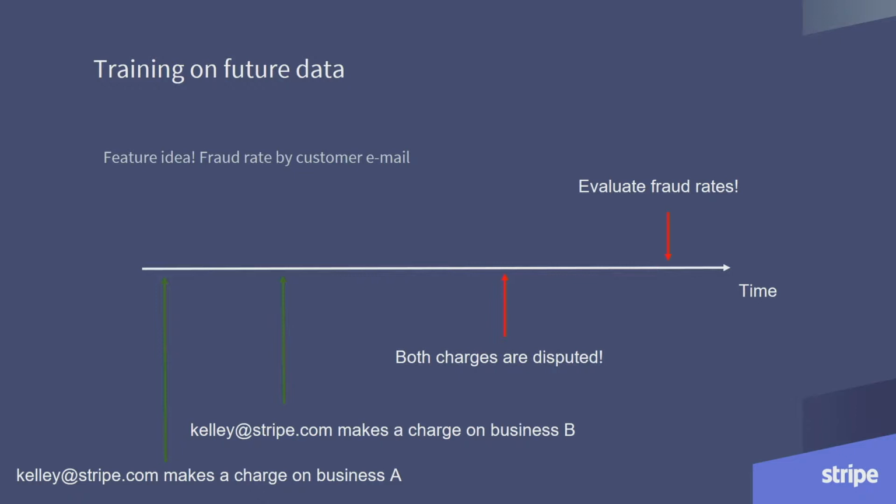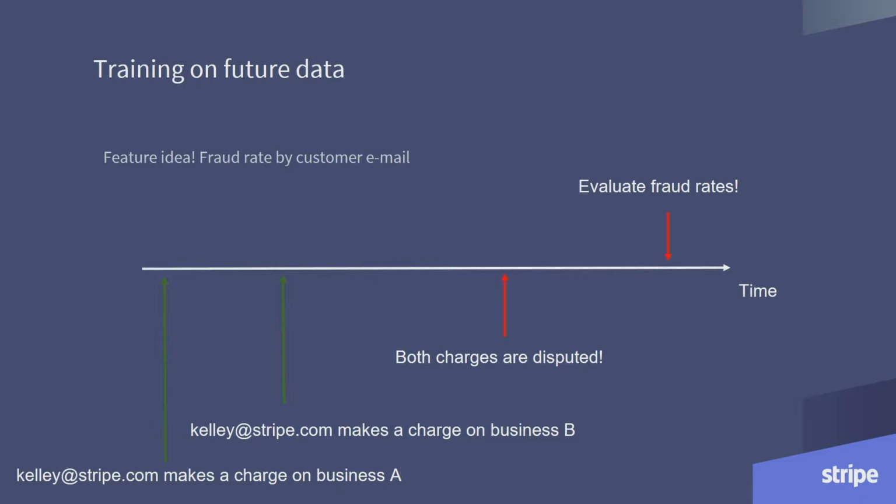One of the particularly pernicious problems is when you are pulling data from the future unknowingly into the past. A simple example from the fraud case is shown here. Let's say I'm a machine learning engineer and I have a great idea for a new feature for my fraud model, where I think it might be really predictive if we look at the fraud rate associated with a given customer's email for that business. The sequence of events that I might be looking at is that maybe somebody, Kelley at Stripe.com, made a couple of purchases on a couple of different businesses using a stolen credit card.